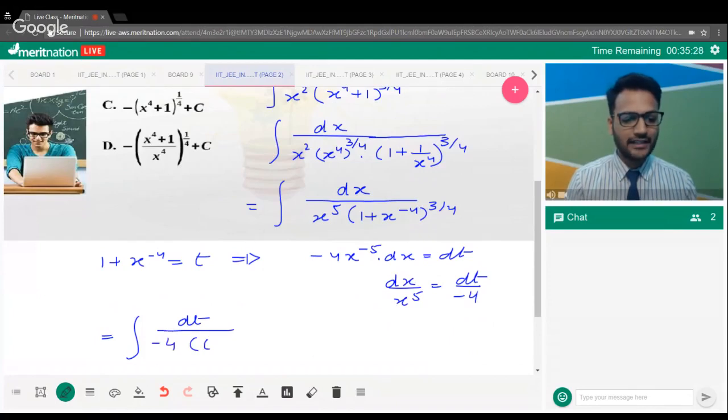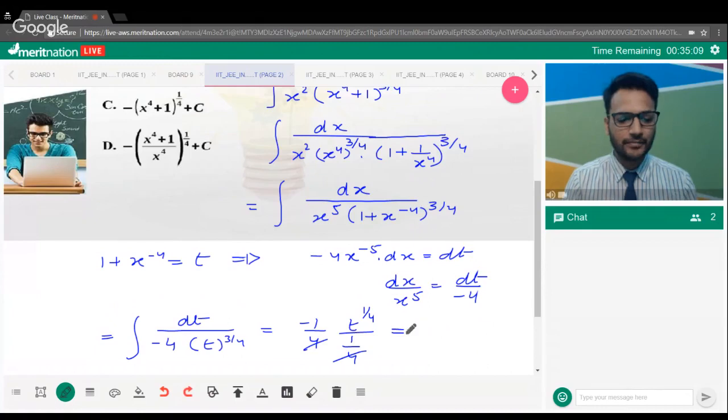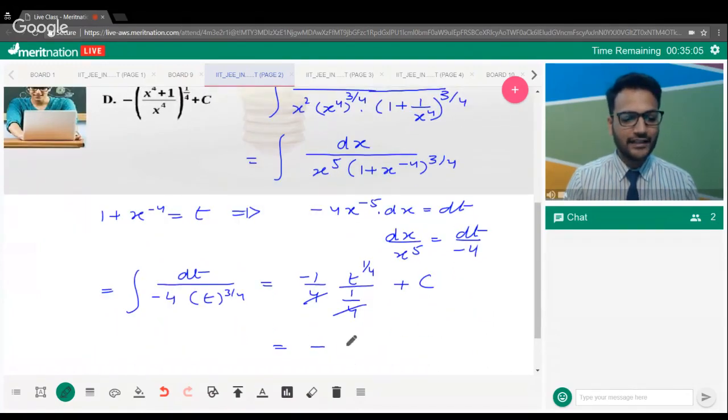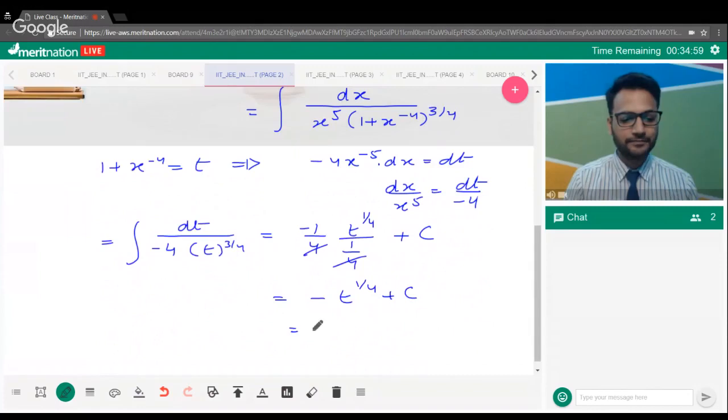And this turns out to be t to the power 3 by 4, which is kind of simple now. So this is negative 1 by 4. And then we need to integrate this, which turns out to be t to the power 3 by 4 plus 1, which is 1 by 4, upon 1 by 4. This 4 and 4 gets cancelled out. It is negative t plus c, obviously. To be more precise, we'll get negative t to the power 1 by 4 plus c, wherein t is nothing but 1 plus x to the power minus 4.